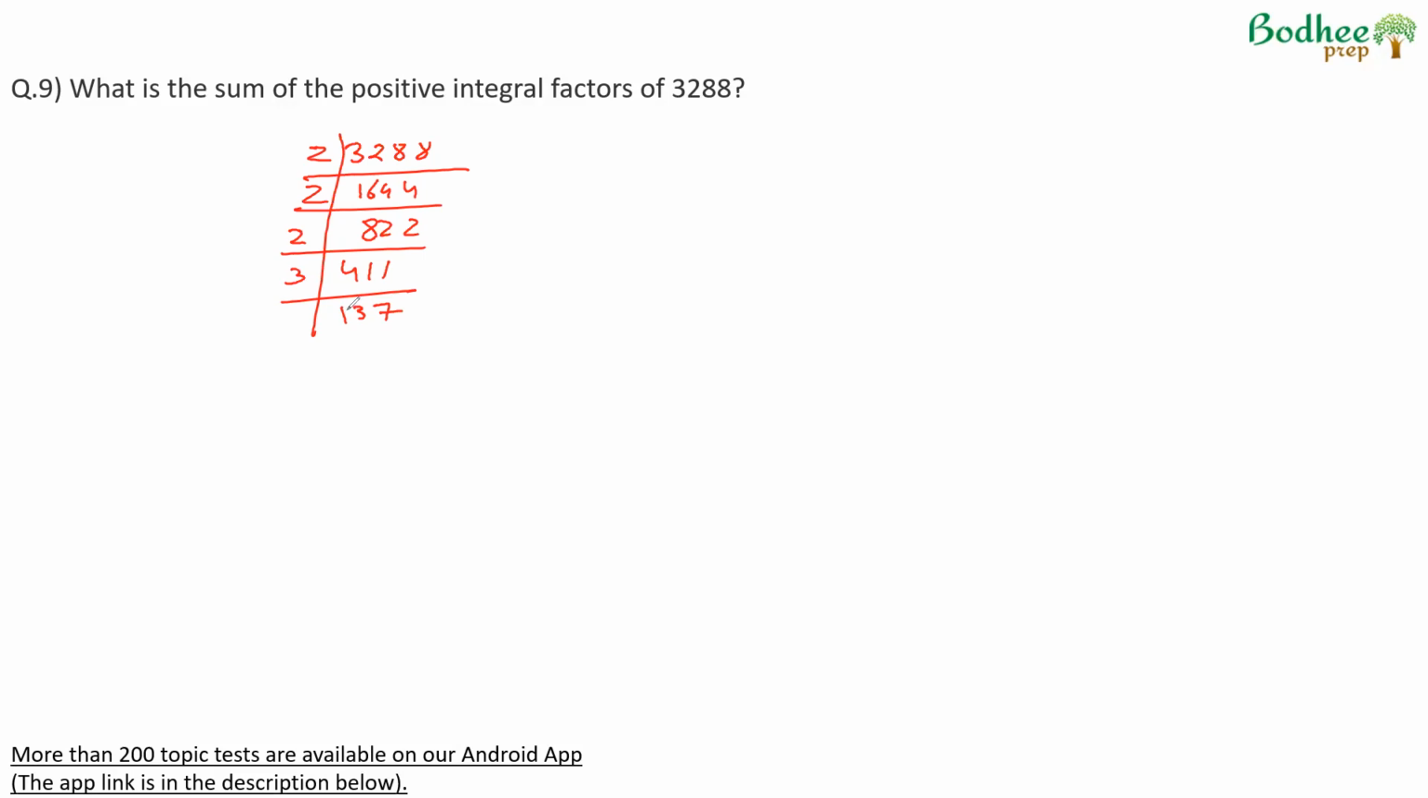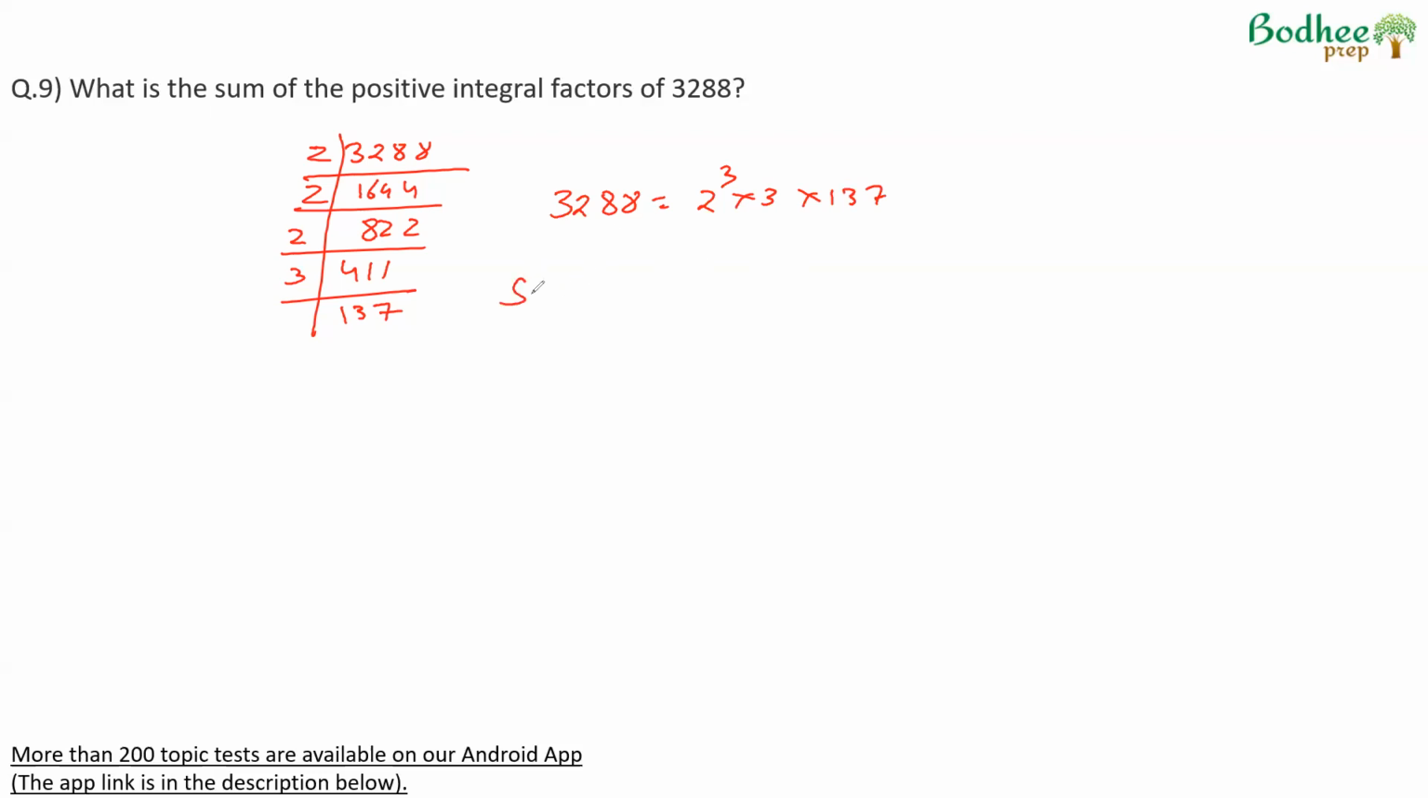Not divisible by 3, 7, 11, 13. So 328 becomes 2 cubed into 3 into 137. We have to find the sum of positive factors.